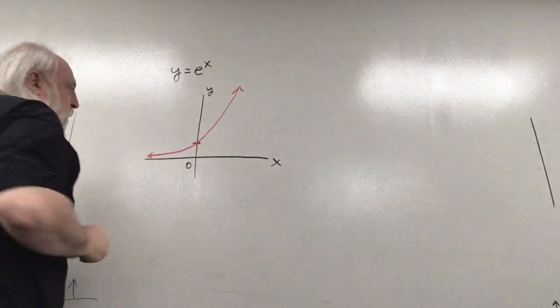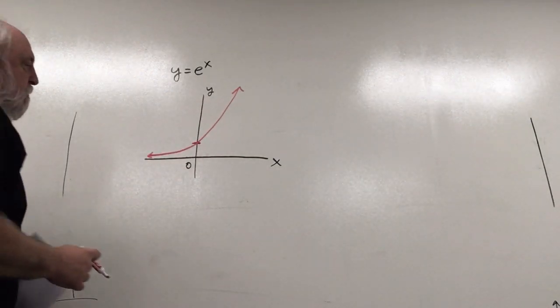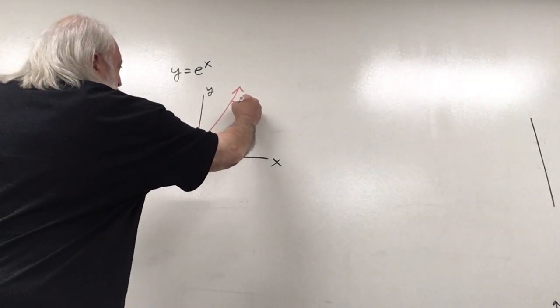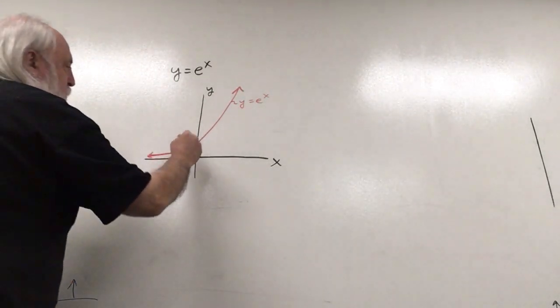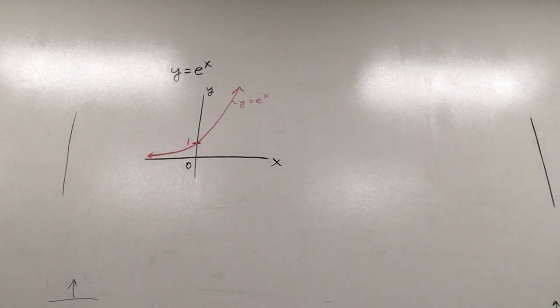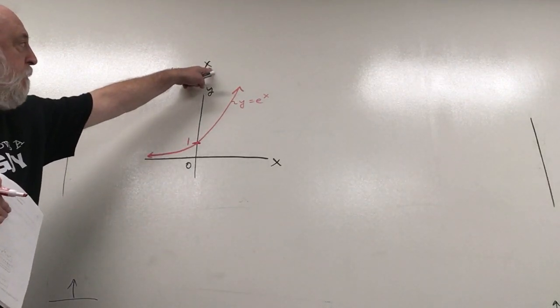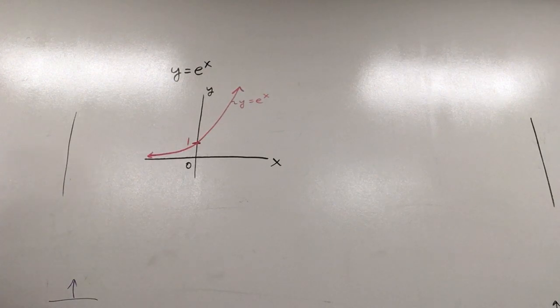It's upward sloping everywhere, going from left to right. And so this is what the graph of y equals e to the x looks like. It crosses the y-axis here at y equals 1. The entire graph lies above the x-axis. Any number you put in for x, e raised to that number is a positive number.